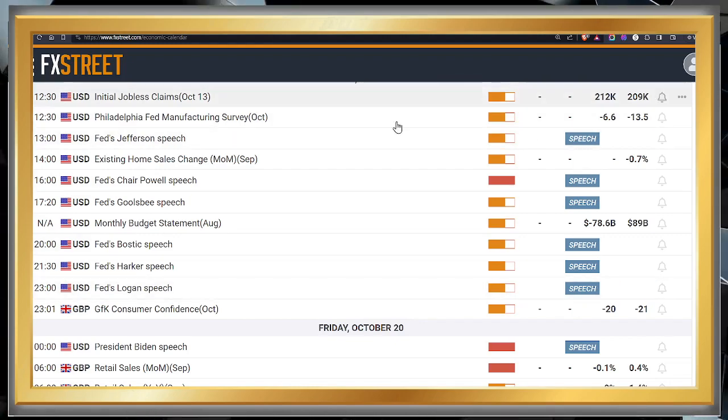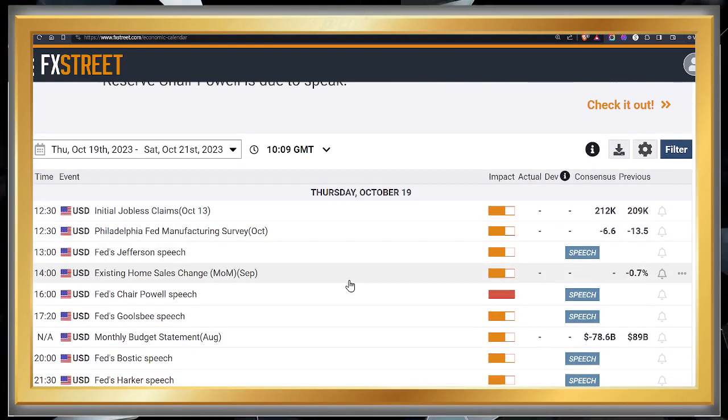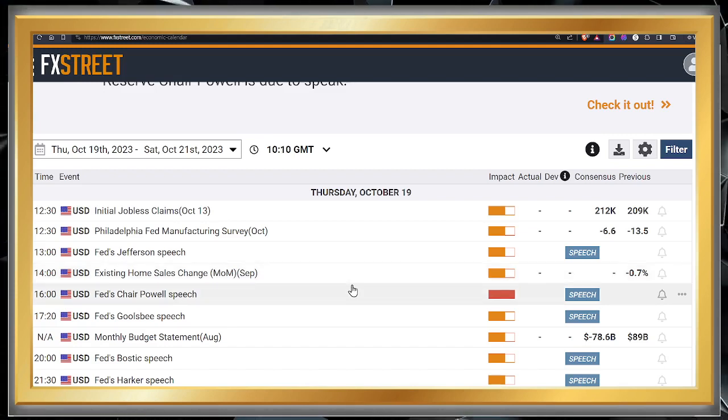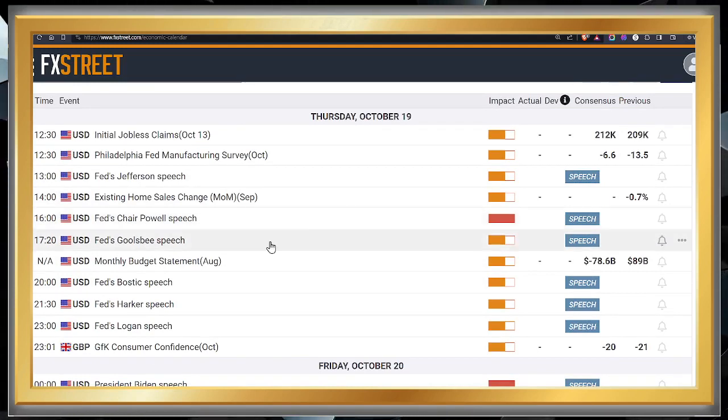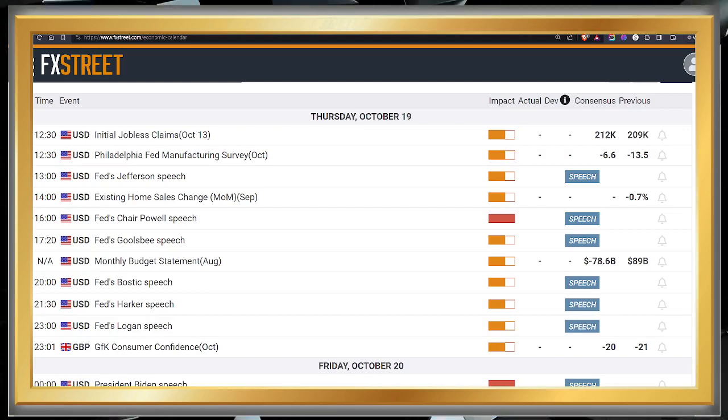On the economic calendar, we usually focus on high impact events from the economic docket that affect the assets on our watch list for the week. For this week, we are going to be focusing on both the United States and the United Kingdom economic docket. So for today, Thursday, October 19th, we only have one high impact event, and that is coming from the United States. This is the Federal Reserve Chairman's speech, which is coming up later in the day.